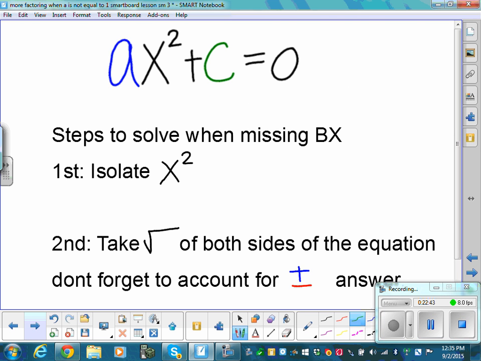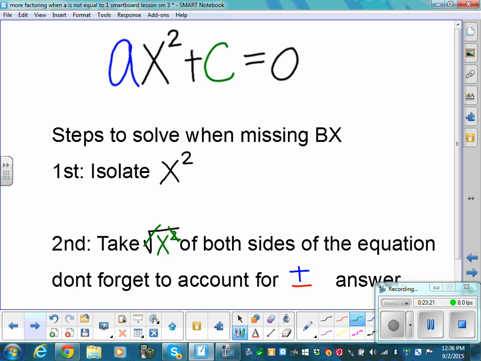Okay, so what you'll do if you're missing a bx is you can solve for x by, first of all, isolating x squared, getting x squared completely by itself, and then second of all, taking the square root. And you've got to take the square root of both sides. So just a side note, the square root is the inverse of something squared. So the root undoes the power. We won't get into why right now because we'll talk about that later, but you'll just have to remember that you take the square root of something squared and it undoes it. And then we have to account for the plus and minus answer. When we take the square root of something, you have to, and we're solving, I should say that.